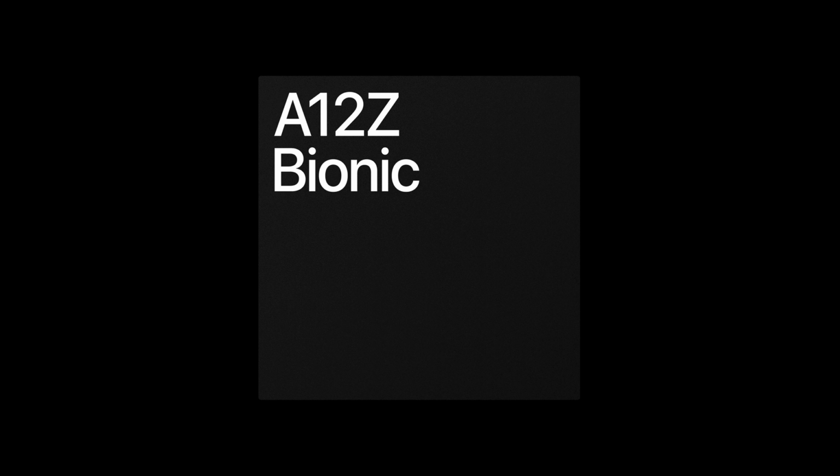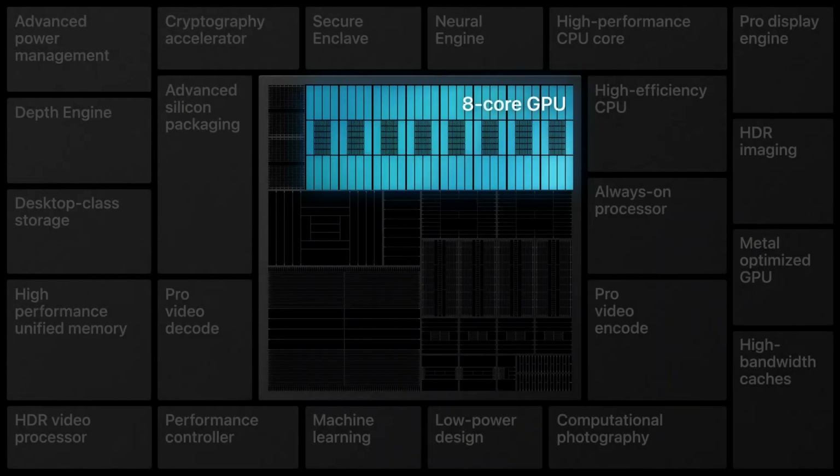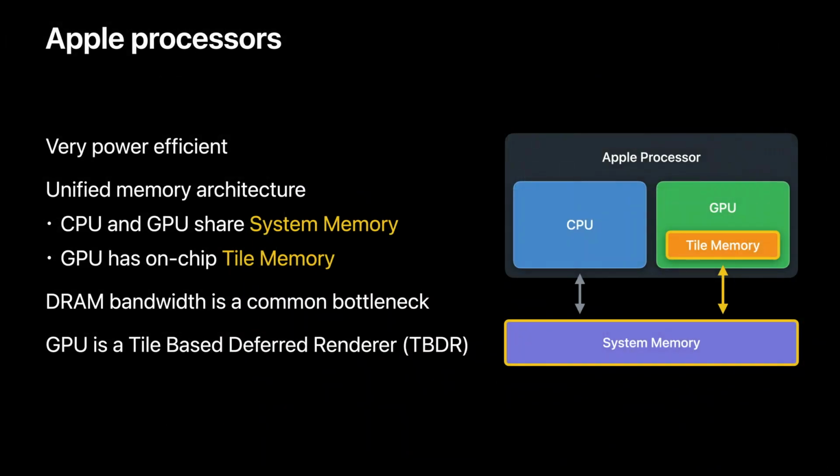So why are GPUs so important? Well, they are at the heart of our A-series processors. Our Apple processors are powering over 1 billion devices worldwide, so that's a lot of Apple GPUs. Apple processors are very power efficient, and they have this unified memory architecture, which means that the CPU and the GPU share system memory. Also, the GPU has a dedicated pool of on-chip memory, which we call tile memory.